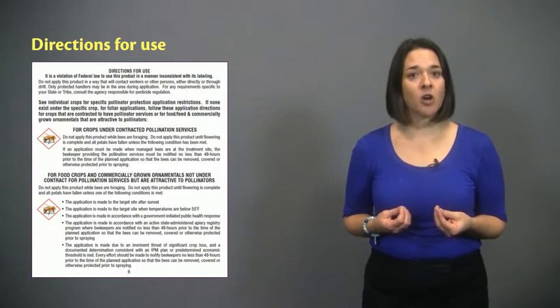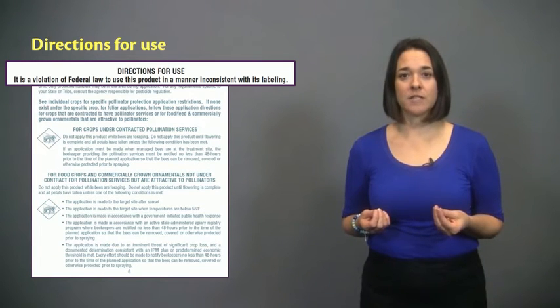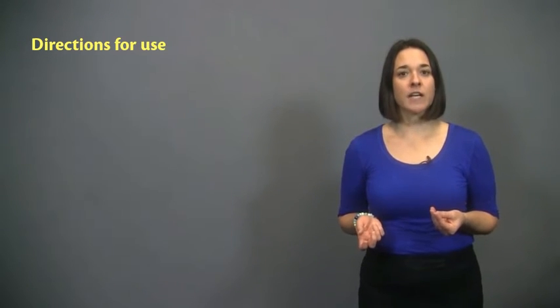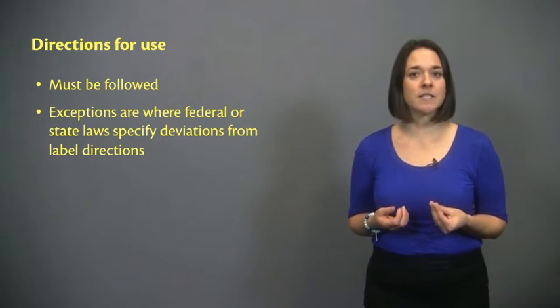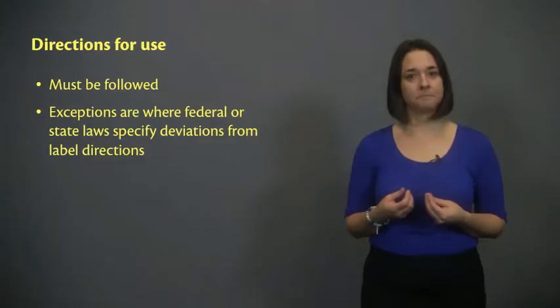One of the most important parts of the pesticide label is the directions for use section. You are in violation of the law if you don't follow these directions. The only exceptions are cases where federal or state laws specify acceptable deviations from label directions.